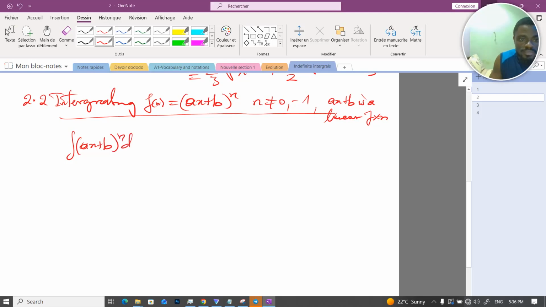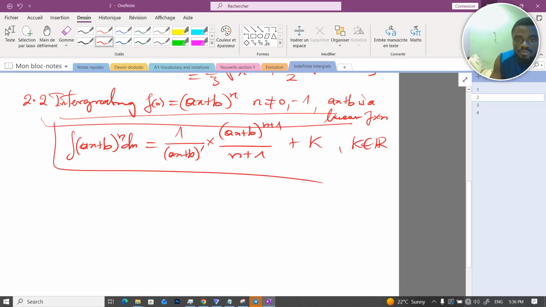to the n dx is simply equal to 1 on the derivative of ax plus b, times ax plus b to the n plus 1 all over n plus 1 plus your constant of integration, where k belongs to the set of real numbers.